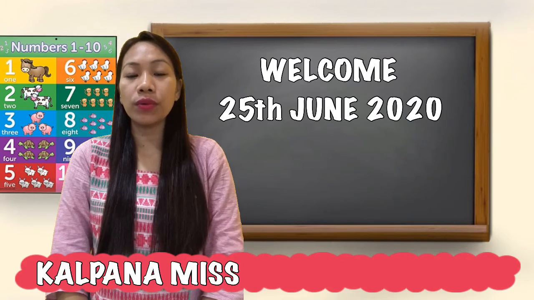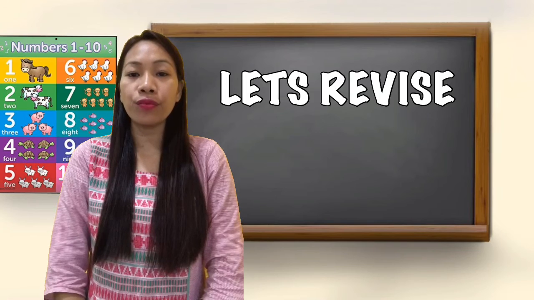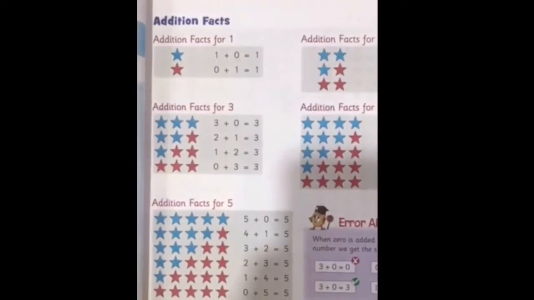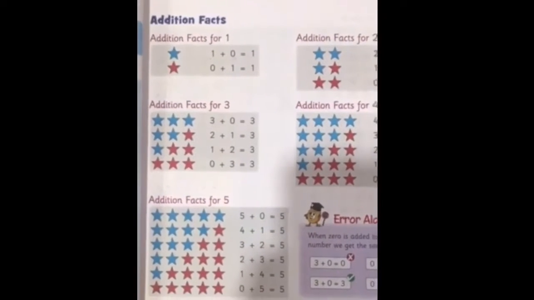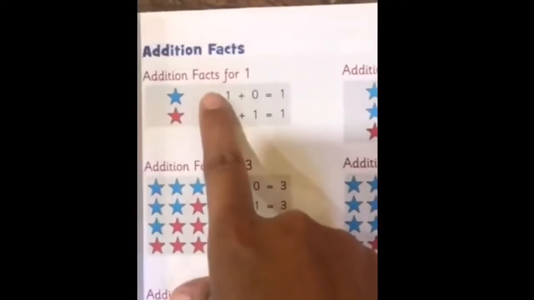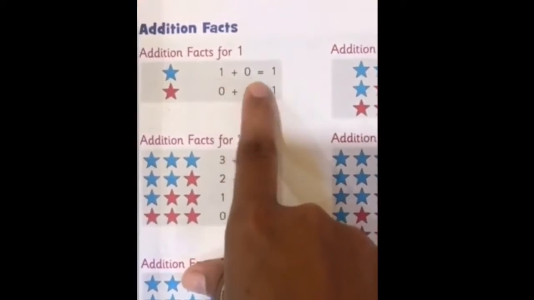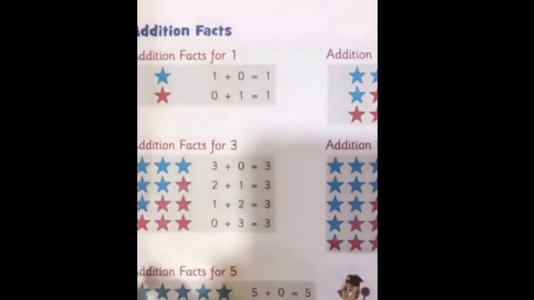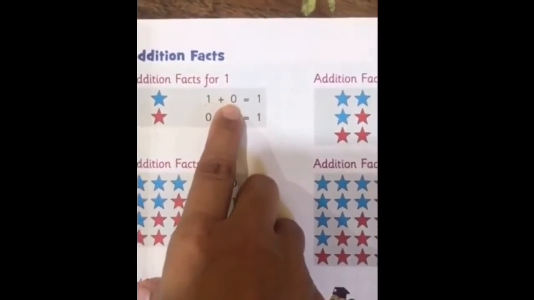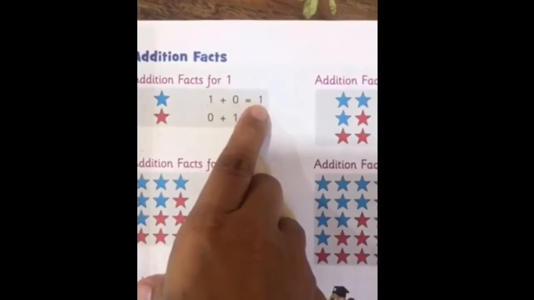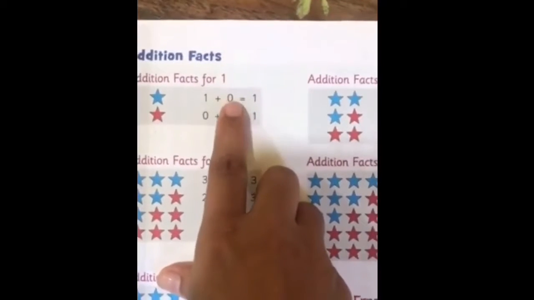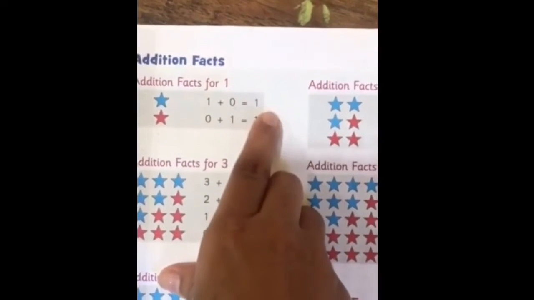So in today's class, we are going to revise addition facts from 1 to 4. So now, addition facts for 1. 1 plus 0 equal to 1. It means when 0 is added to any other number, we get the same number. 1 plus 0 equal to 1. It means the value will remain the same.